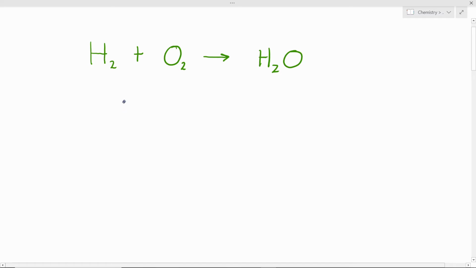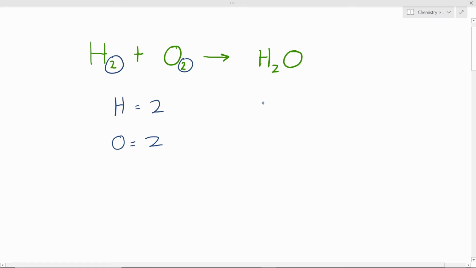First, I'm going to start by counting the number of atoms of each element for each side. So let's start with hydrogen. Hydrogen on the reactant side has 2. So there are 2 atoms of hydrogen on the reactant side because this little 2 is just saying that we have this. But instead of writing these 2 H's, we just write a shorthand and put the little 2 subscript there. Next, I'm going to count the number of atoms of oxygen for the reactant side. And the same thing goes here. I have this little 2 telling me that there are 2 atoms of oxygen on the reactant side.